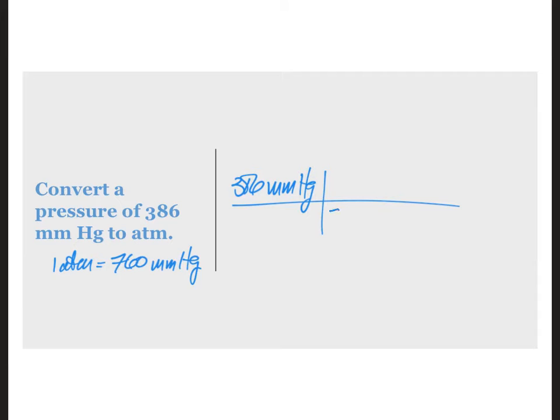All right, for this one, we want to go from 386 millimeters of mercury to ATM. The conversion factor here is 1 ATM equals 760 millimeters of mercury. So setting this one up the same way, 386 millimeters of mercury. I want to get rid of millimeters of mercury, so that goes on the bottom. On top goes 1 ATM. This gives us an answer of 0.50789 and a whole bunch of digits.